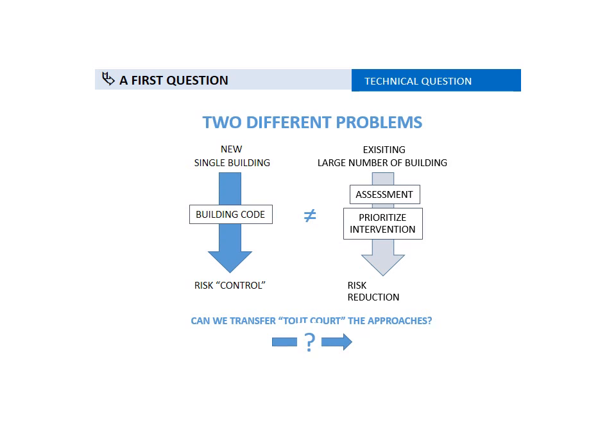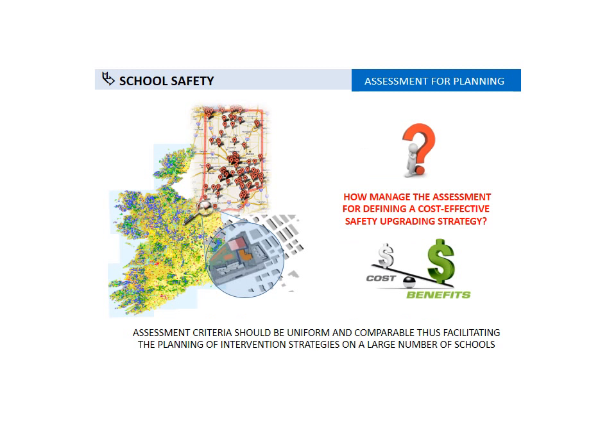Well, for existing buildings, the difference is that we are now talking about a large number of buildings. There are already hundreds of existing school buildings, and this is where the assessment is needed, and we need to do the prioritized intervention, and this is what we considered as part of the risk reduction.